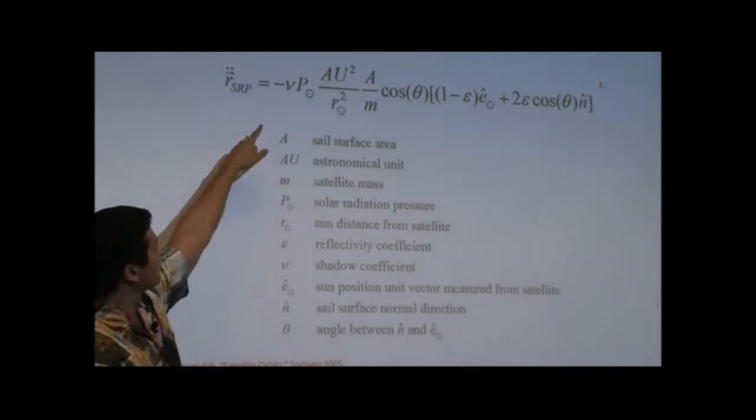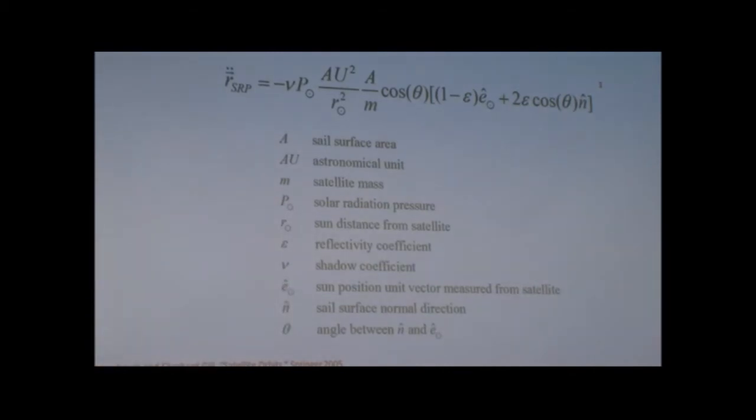This first constant here, nu, is what we're going to call the shadow coefficient. It's a constant from 0 to 1. If it's 0, your satellite's in full shadow. If it's equal to 1, then you're in full sunlight. So that's pretty intuitive. That basically turns on or off the SRP, depending on whether the satellite is occulted by the sun or the moon or some other body.